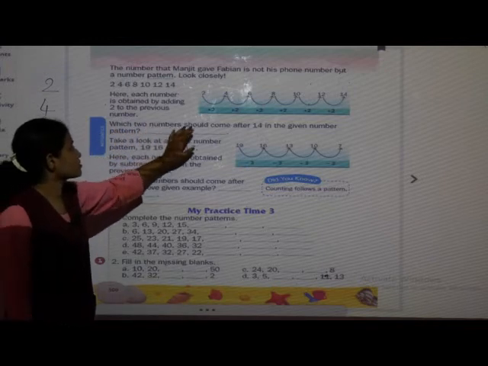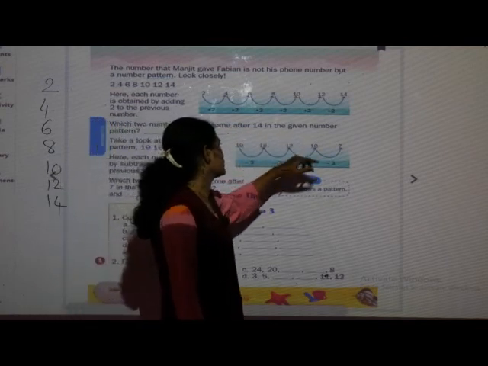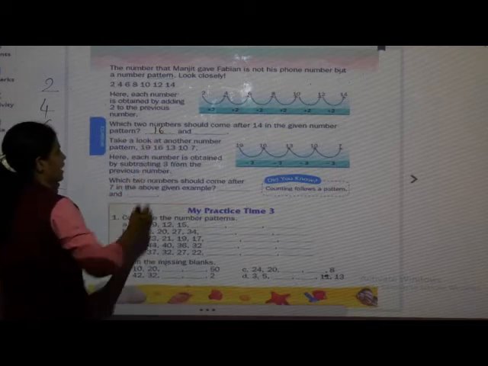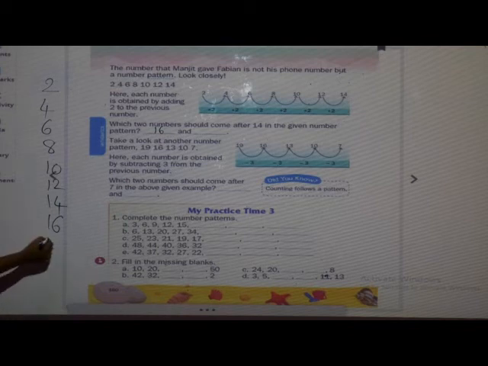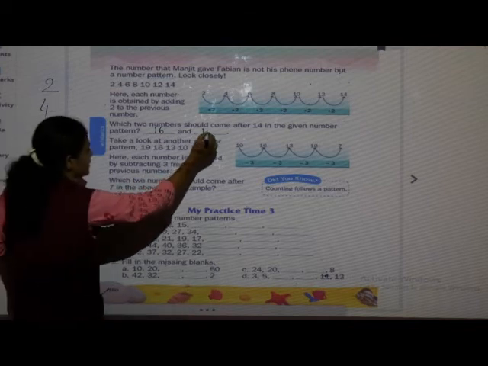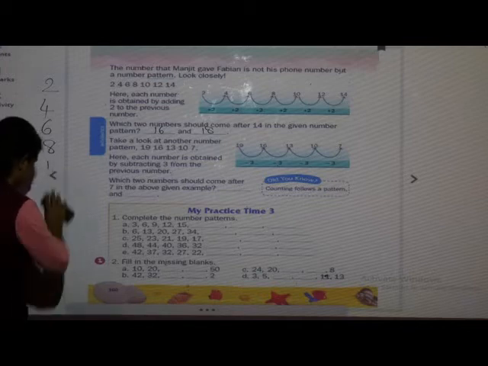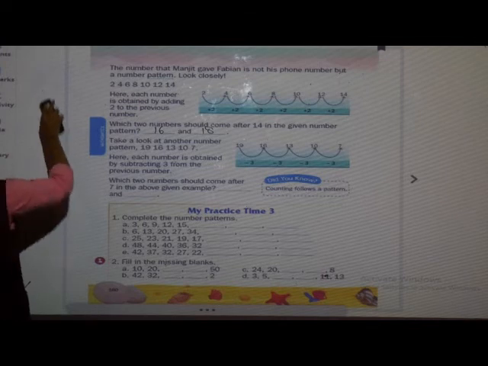Which two numbers should come after 14 in the given number pattern? After 14 what comes? Add 2 again. 15, 16. Okay, so 16. And again in 16 if you will add 2, 17, 18. Got it? This is called number pattern. Here in the number pattern, we have increased by 2.